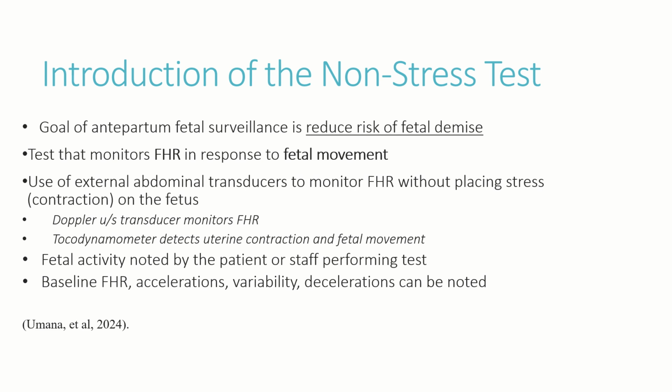This test uses external abdominal transducers to monitor the fetal heart rate without placing any stress, which would be a uterine contraction that constricts umbilical cord blood flow to the fetus. The Doppler ultrasound transducer monitors the fetal heart rate, while the tocodynamometer detects any uterine contractions and fetal activity.